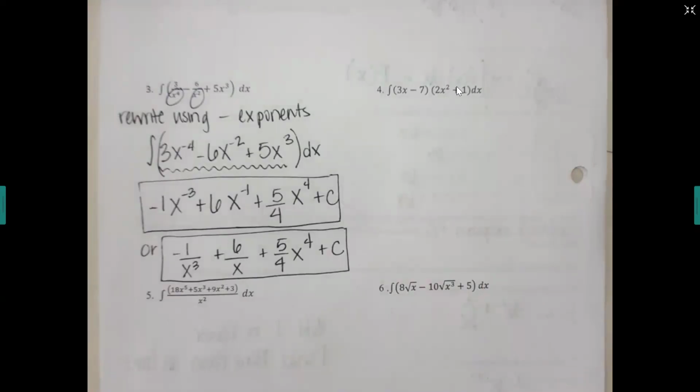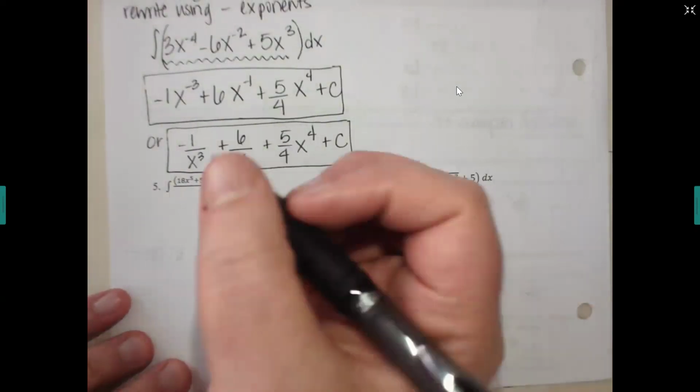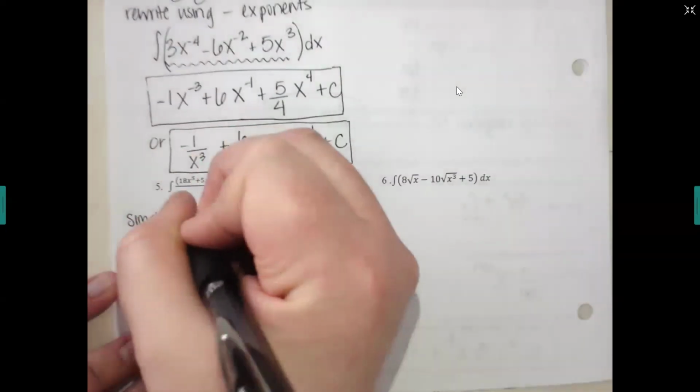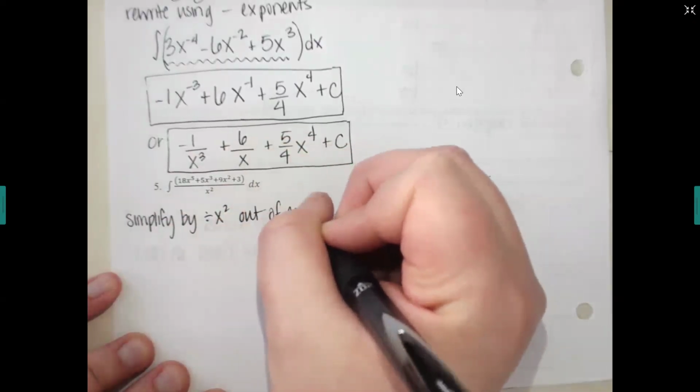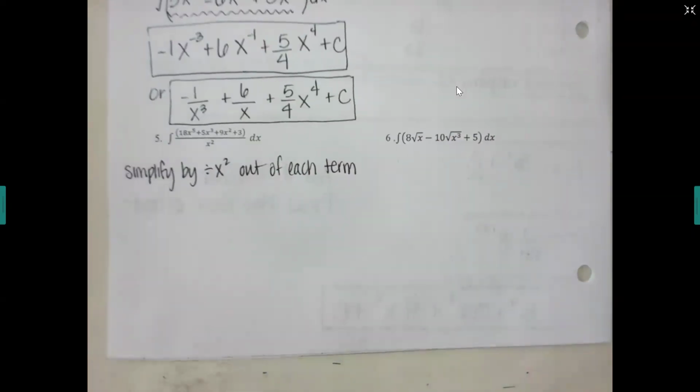All right. Go ahead and take a look at number 5. Okay, remember what I said, no quotient rule. So if I've got x's on the bottom, I need to find a way to rewrite that so that I don't have x's on the bottom anymore. So you're essentially going to simplify by dividing x squared out of each term. Now, here's what I mean by that. If you have an 18x to the 5th and you divide it by an x squared, how many x's will stay with your 18?